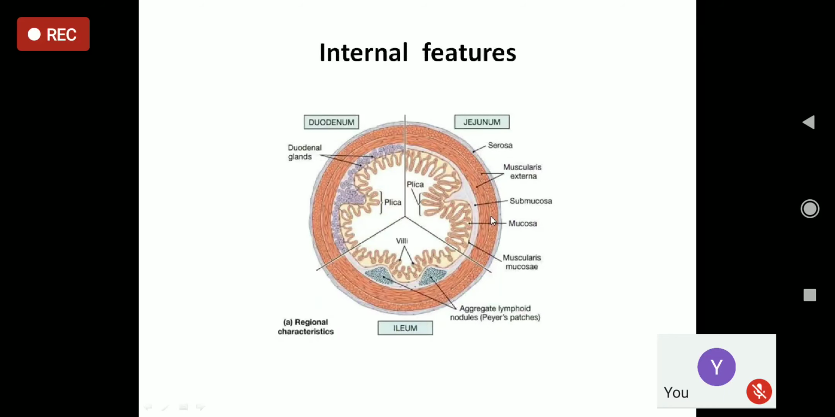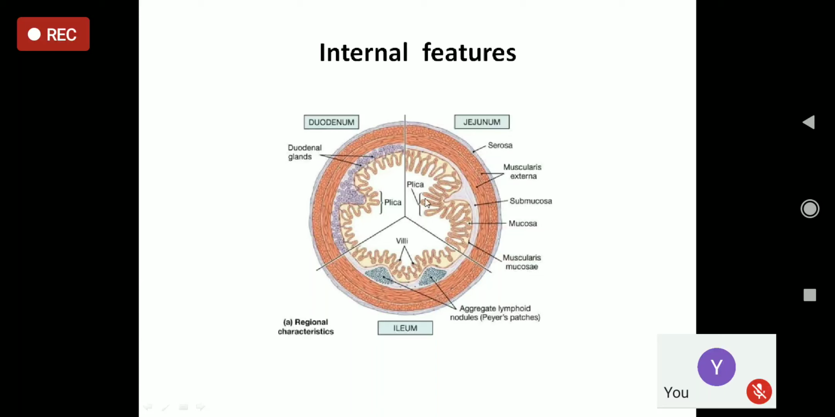Now come to the internal features. You'll read this in detail when you have histology classes, but I'll just tell you the differences here. When you take a section of the intestine, you find these layers. Outermost is the serosa layer, then comes the muscle layer, known as the muscularis externa. It has two layers of muscles, the outer longitudinal and then the circular muscle layer. The next is the submucosa. This is from outside to inside. Then comes the mucosa layer. Here you can find the villi. Now see the difference here.